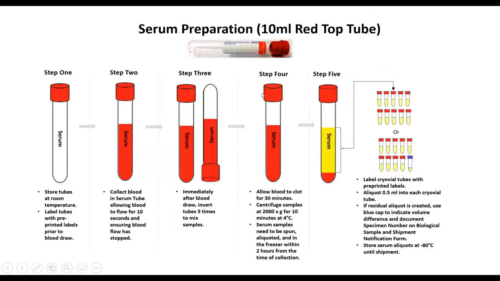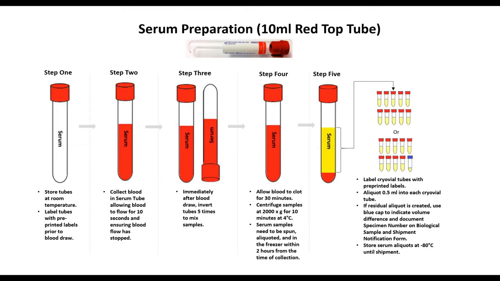So the first tube we're collecting for the blood visits is the serum tube. It's the 10 ml red top serum tube. Prior to the visit, you will want to store the tubes at room temperature and make sure the tubes are pre-labeled. Then you will collect the blood into the 10 ml tube and allow the blood to flow, and ensure the blood has stopped flowing when it's all filled. Then immediately after the blood draw, invert the tube 5 times to mix the samples.